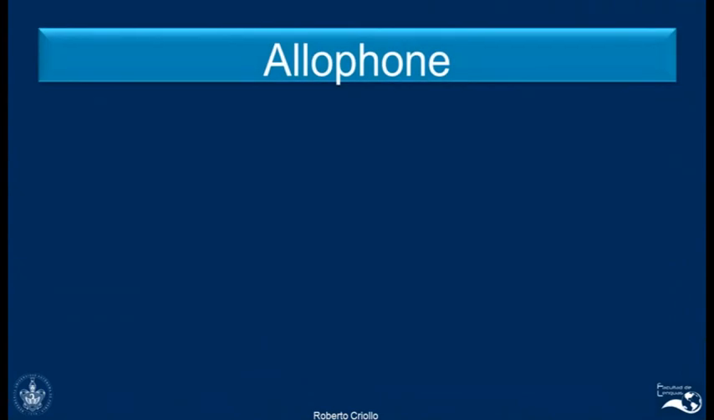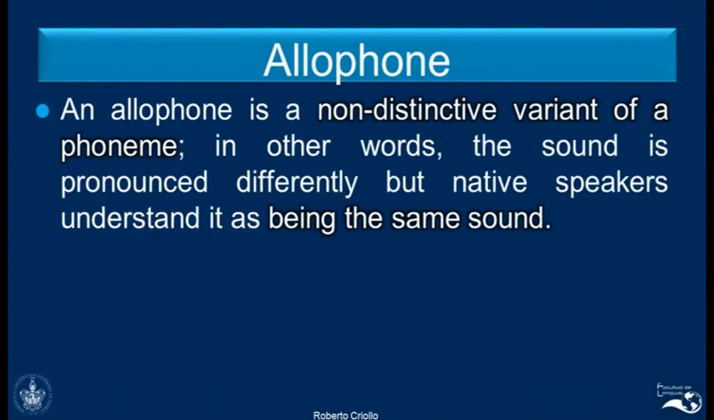Now let's talk about allophones. An allophone is a non-distinctive variant of a phoneme. In other words, this sound is pronounced in a different way, but native speakers understand it as being exactly the same sound. For example, it doesn't matter how you pronounce the t in the word letter, the meaning of the word is not changed because we perceive it as being exactly the same sound. It's just perceived as a difference in accent.